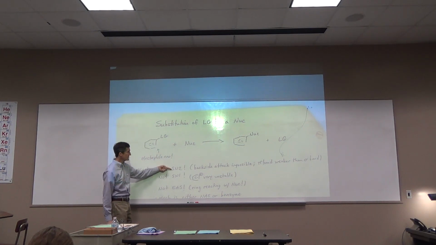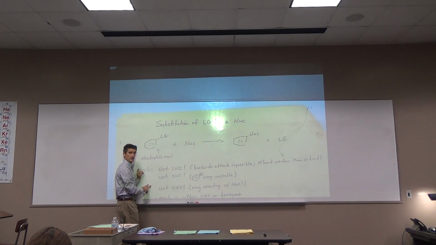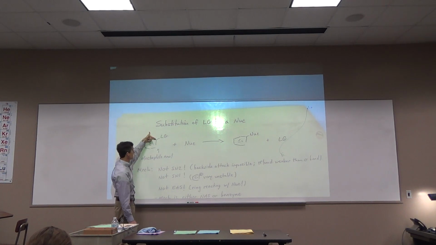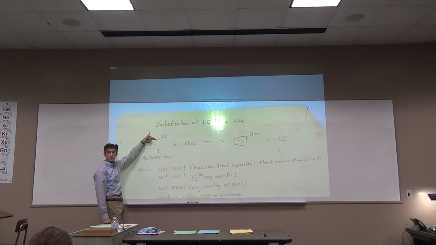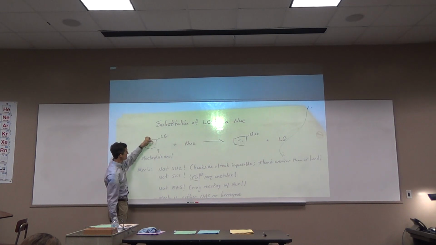First off, is it SN2? Does a nucleophile just come in here and kick that off? No, why not? Because that's an sp2 carbon. And you never do SN1 or SN2 with an sp2 carbon, right? Remember that? It's not SN2. Also, backside attack is impossible. Also, if we did attack that carbon, what's the weakest bond? The bond to the leaving group or the pi bond?